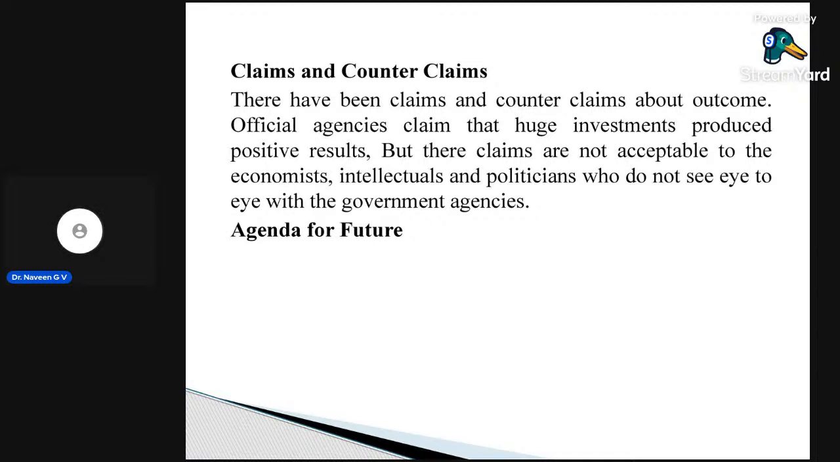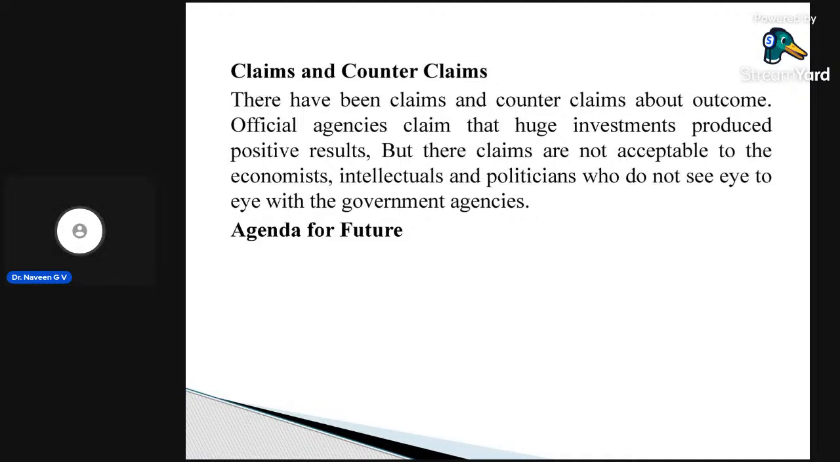But otherwise, there is no matter of per capita income and also the national income, because 70 to 80% of the people are dependent on agriculture in our country.